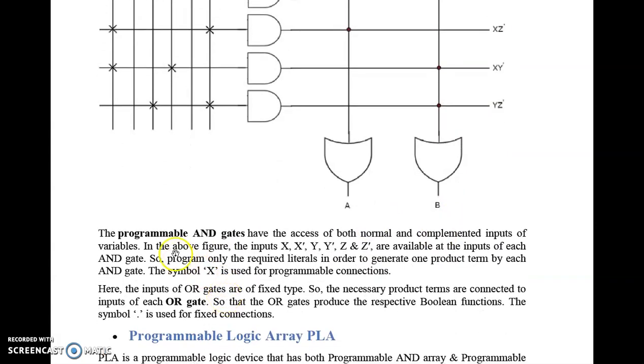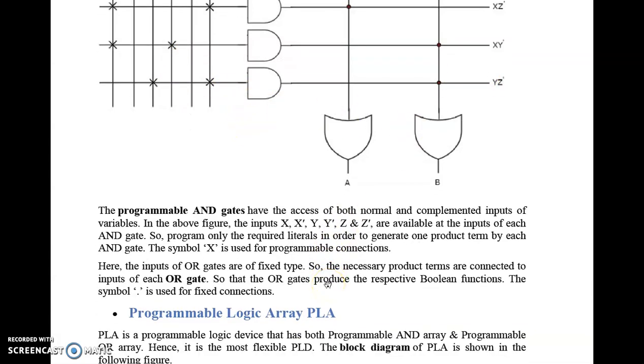So here the programmable AND gate has access to both normal and complemented inputs of the variables. In the above figure, the inputs x, x bar, y, y bar, z, z bar are available at the input of each AND gate, and the symbol x is used for the programmable connection. So here the AND gate is programmable and the OR is fixed in a PAL.